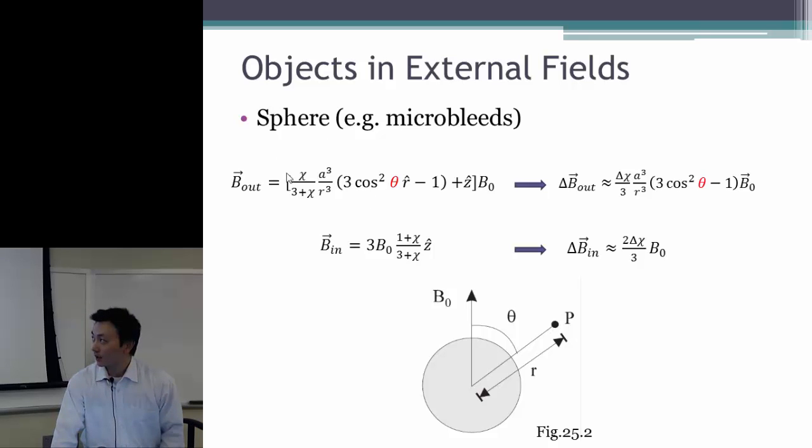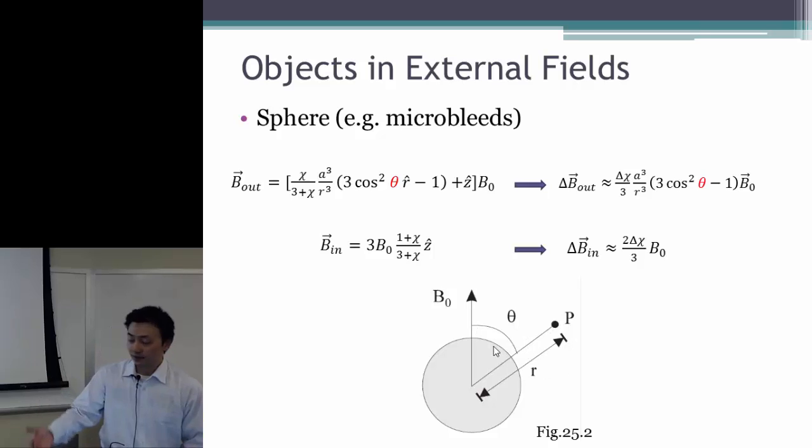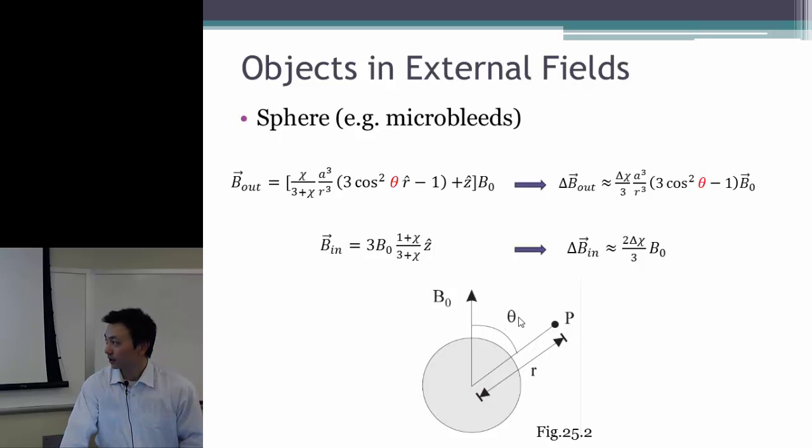If we know the absolute value of the susceptibility, the field outside this sphere is expressed like this. We can see that it's a function of theta, which is the polar angle between the point of interest and the external field. That means the field it generates will be spatially varying outside the object as a function of this angle theta. But for the inside, it will be a fixed value.